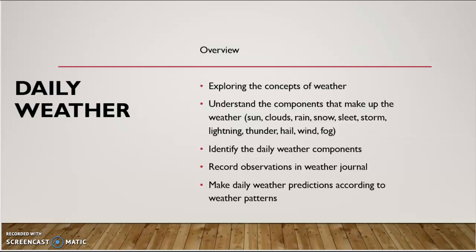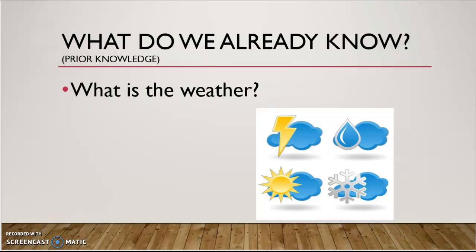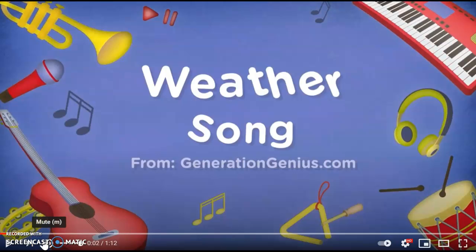So what I want everybody to think about is, what do we already know about the weather? Keep it to ourselves. Think about it. Do we know it rains? Do we know it snows? Do we know it's sunny sometimes? So we're going to think about that, and I'm going to show you a short video, and we'll come back and we'll discuss different things about the weather, the atmosphere, the climate. So I'm just going to pause you for a second and pull up my video, so hold tight. Pay close attention to the weather song. All right, guys?